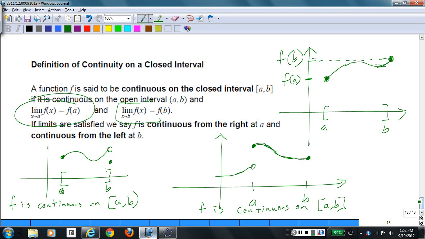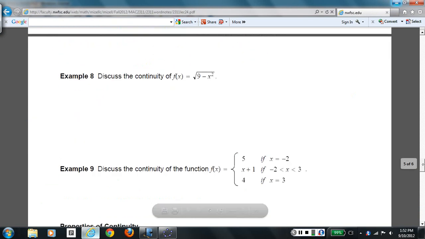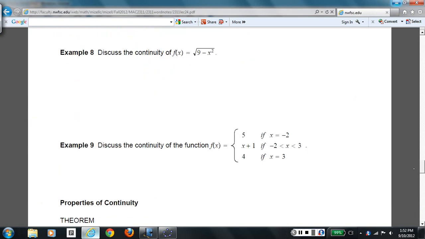And that feels kind of weird. It felt kind of weird the first time that I made that observation, and I thought, is that really right? And it really is. Example 8. This function whose picture we drew just a moment ago is continuous on what interval?